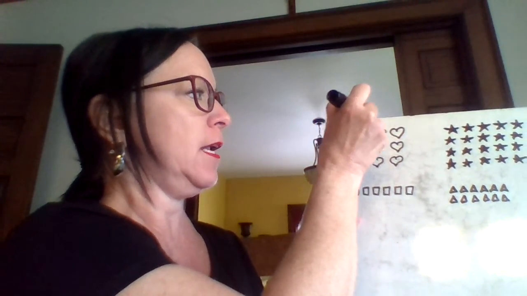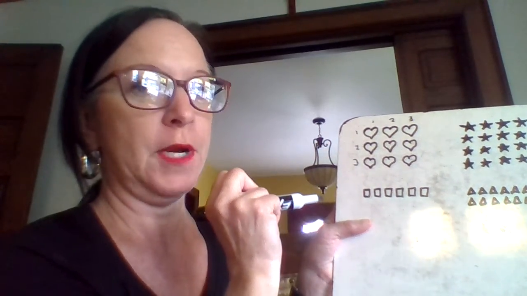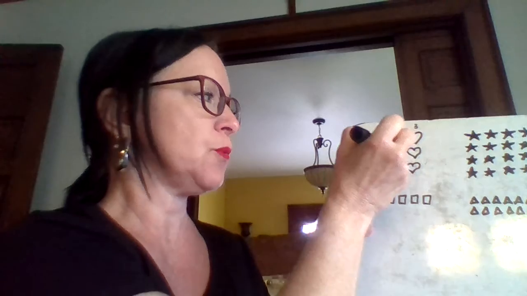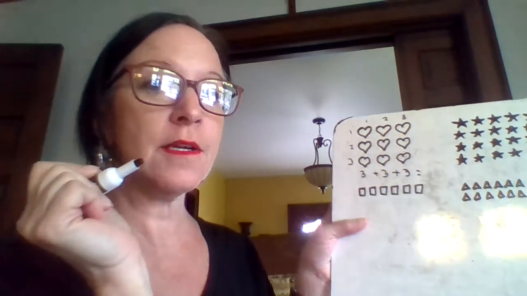I see 1, 2, 3 columns. And in those 3 columns, how many rows of those do I have? So I have 1 row of 3, 2 rows of 3, 3 rows of 3. So I could say 3 plus 3 plus 3 to get my answer. So 3 plus 3 plus 3 equals, yes, 9.